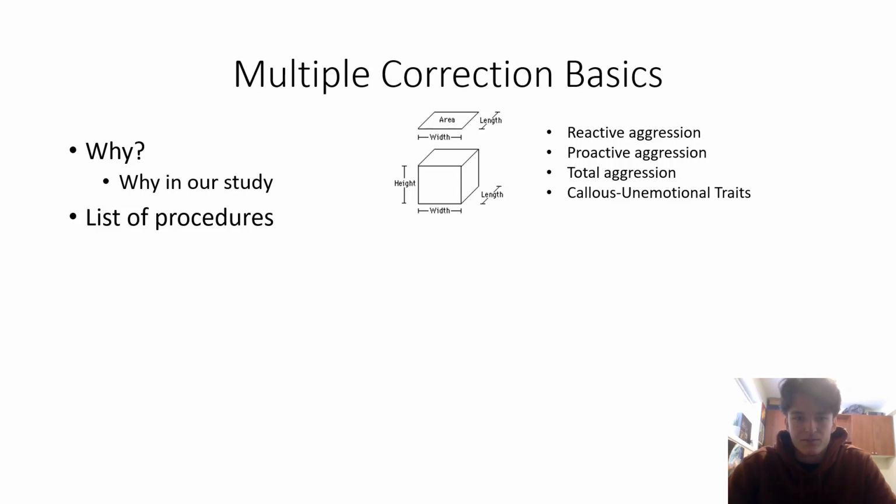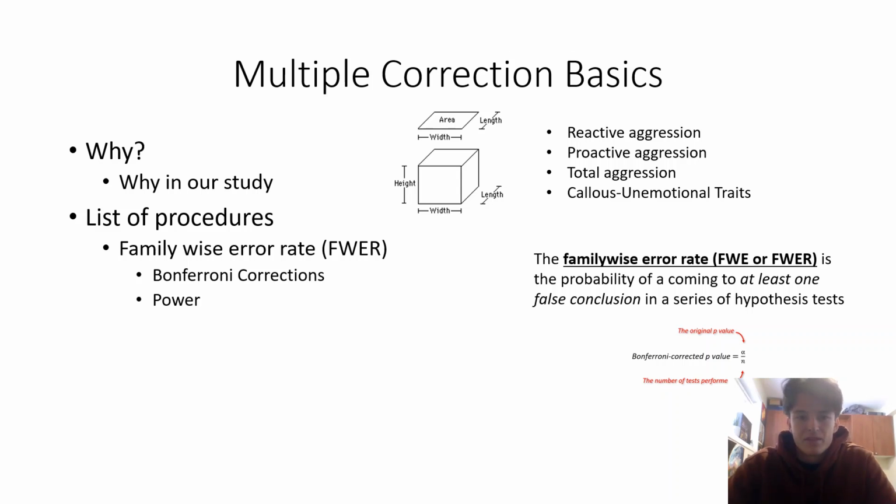However, there's a few different ways that you can correct for multiple comparisons, so I'll go over a few of them. You could correct for the family-wise error rate. The family-wise error rate is the probability of coming to at least one false conclusion in a series of hypothesis tests. An example of a procedure that corrects the family-wise error rate is the Bonferroni correction, but this procedure is criticized because it's not very powerful, so there's a good chance you'll make a type 2 error, which is failing to detect a significant difference when it is there.